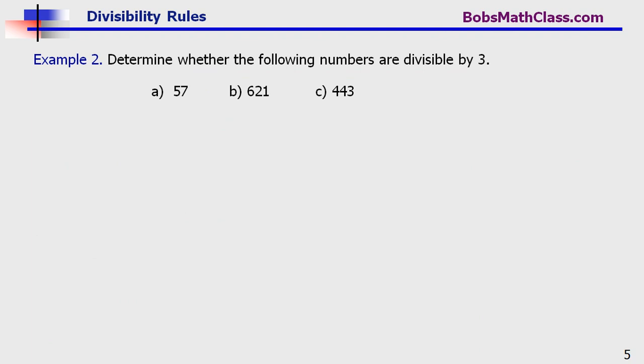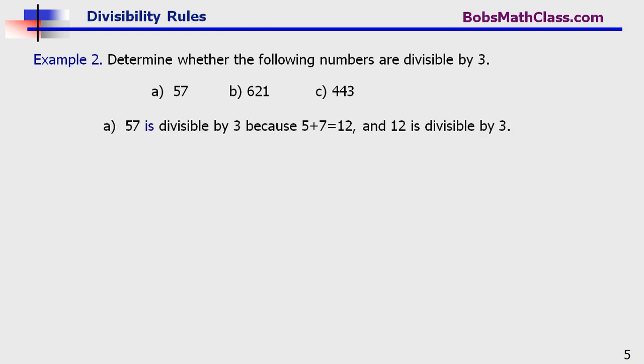Now it's the divisibility test for 3. And this was where we have to add the digits and then determine if 3 goes into that number. I put the answer already. So let's look at the first one, 57. It is divisible by 3 because if you add the 5 and 7, you get 12. And does 3 go into 12? Yes, it does. It goes into there 4 times. So that means 57 is divisible by 3.